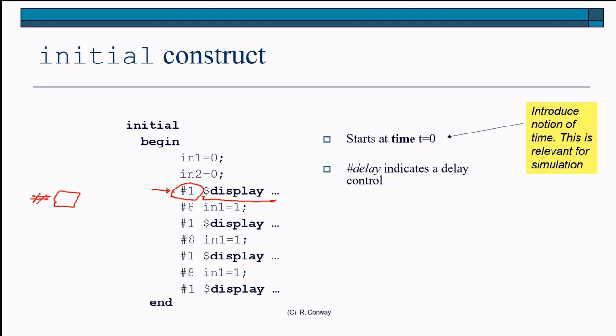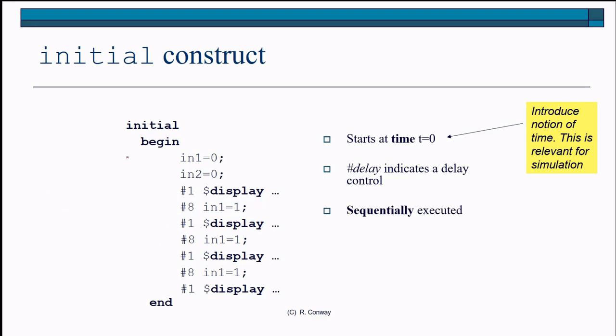After the execution of this display, we encounter another delay control, #8. Again, this indicates a delay of 8 time units before executing the statement that comes after it. And in our example, that means that the in1 = 1 assignment will occur 9 time units after the start of the initial construct, and so on for the remaining statements.